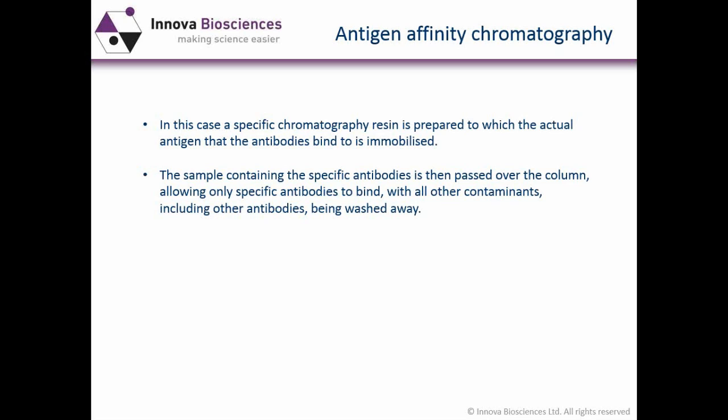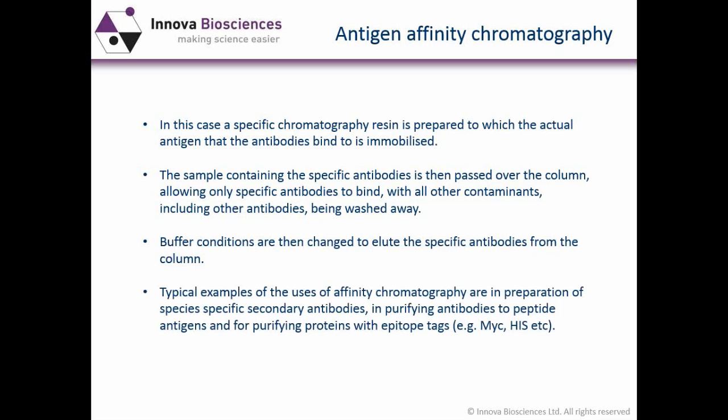As with protein A and protein G chromatography, the next step in antigen affinity chromatography is to change the buffer conditions so that you elute the specific antibodies from the column. Again, this is generally done by utilizing a low pH. Typical examples of the uses of affinity chromatography are in preparing species-specific secondary antibodies. Those of you who use secondary antibodies may see various descriptions of them, but Affinity Purified represents a high-quality antibody that has been purified using this technique.